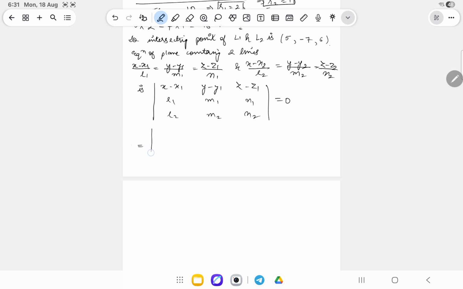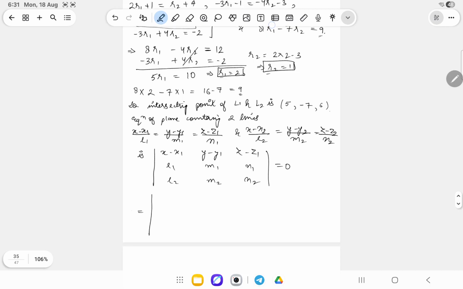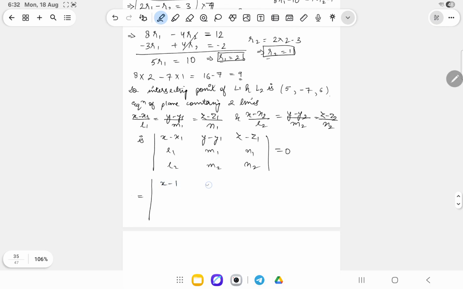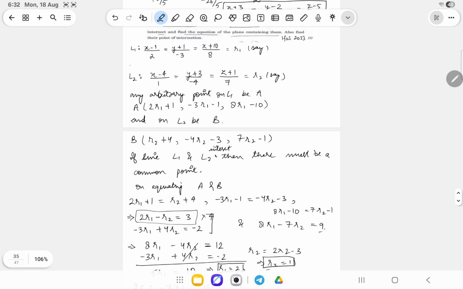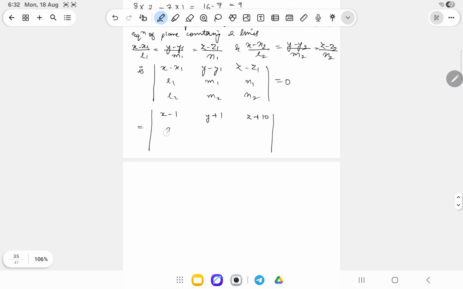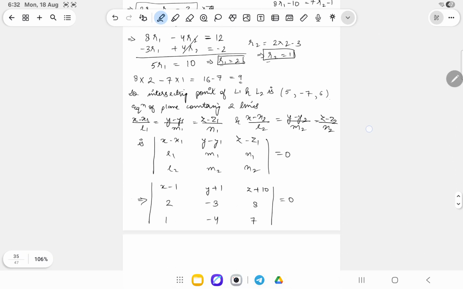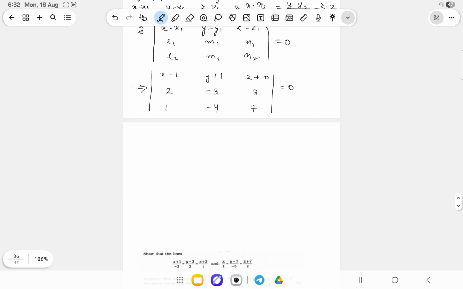So it is equal to the determinant with rows x minus 1, y plus 1, z plus 10; and the values of direction ratios are 2, minus 3, 8; and 1, minus 4, 7. Let's double check it once. 1, minus 4, 7, yeah, that's correct. So now we just need to simplify it to get the equation of the required plane.